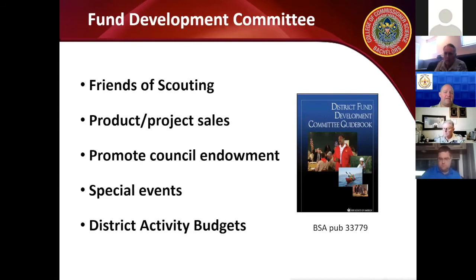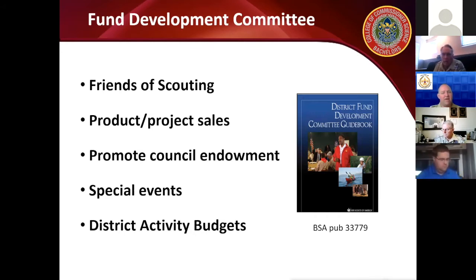Another function of the district committee is finance, and that is covered by the fund development committee. Their objective is to see that the district provides its share of funds to the total council operating budget and encourage support of the local council endowment.